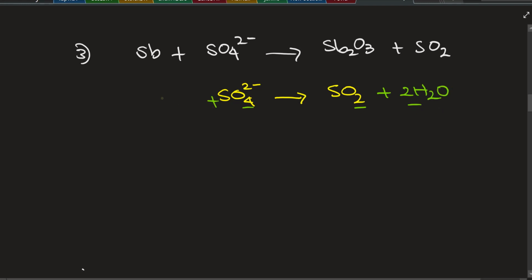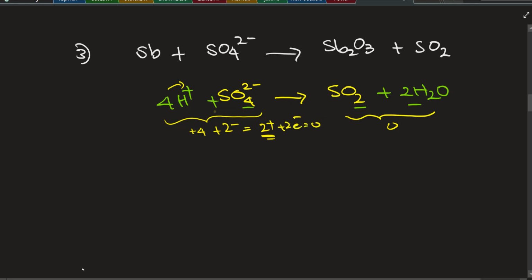Now I have 4 hydrogens in the right. So add 4 protons to the left. Now, so we can check the charges. 4 times plus is 4 plus. And then 4 plus and 2 minus from the sulfate. And that will give you total of 2 plus, right? Now, your right has nothing, no charge, so nothing to worry about it, 0. So in order to make left 0, you add 2 electrons, right? So you add the 2 electrons here.